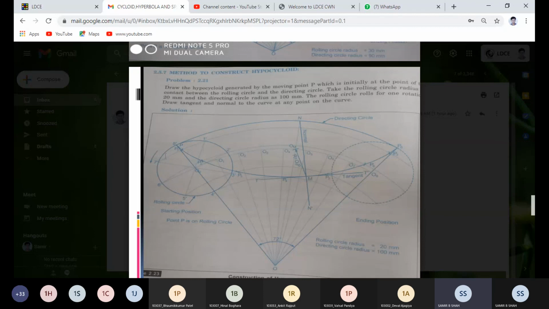Okay, both of these things you have to perform as an exercise, and if you have any query, then you can ask me in the comments. Okay, so this is the end of the cycloid. Now if anybody has any query, they may raise it in the comments, and otherwise we proceed to the next.